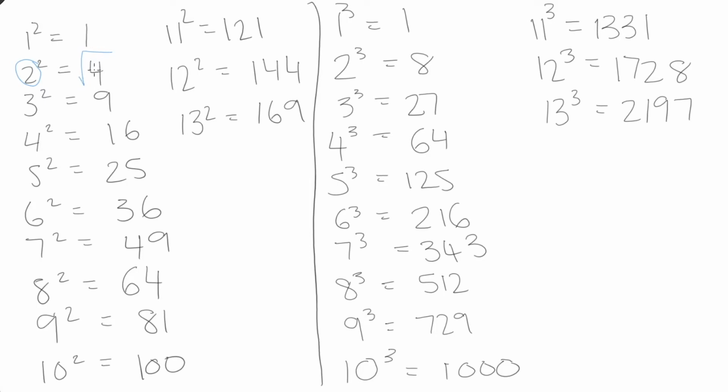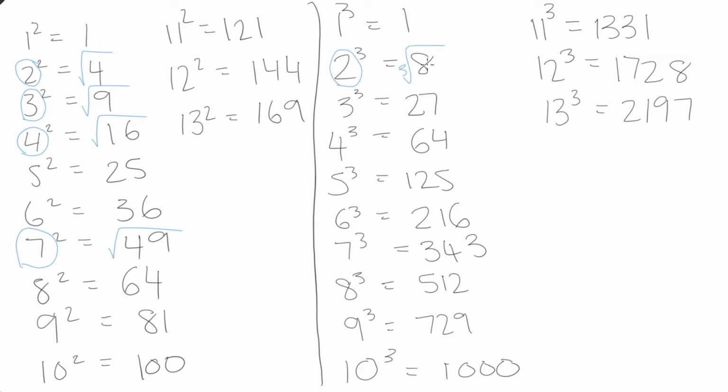So the square root of 4 is 2. The square root of 9 is 3. The square root of 16 is 4. Square root of 49 is 7. And you'll find if you square root any of these numbers here, you're going to get this number on the left-hand side. And here, you can take the cubed root of any of these numbers here, and you should get the number on the left.